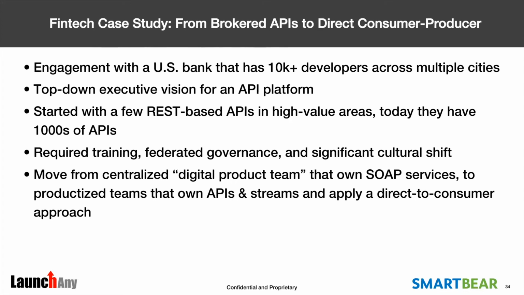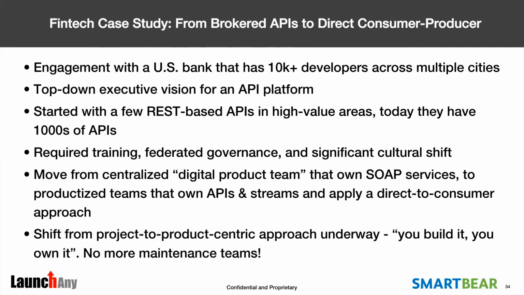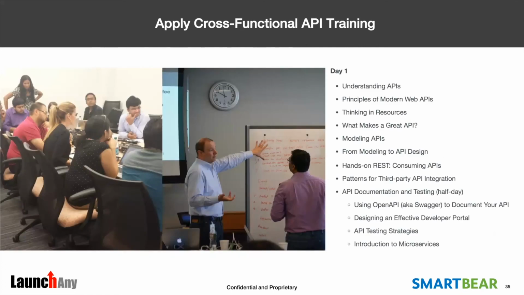Instead, teams that design APIs need to stay with them, and they need to apply a direct-to-consumer approach that enables them to support those APIs. This is a next logical step in the idea of the you build it, you own it process. Eliminating maintenance teams and enabling product teams that have product owners and focus on stakeholder needs to deliver APIs within the enterprise to support internal developers and partners, as well as public developers.